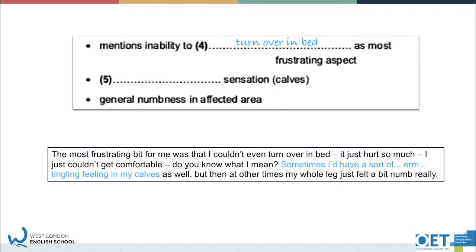Number 5, the patient said, sometimes I'd have a sort of tingling feeling in my calves. And that was the adjective, tingling, that collocates with sensation. You can't write tingling feeling because that wouldn't make sense. Feeling and sensation, they're both nouns, they're both the same words. So just take care as you listen and make sure you do read your paper carefully as well.